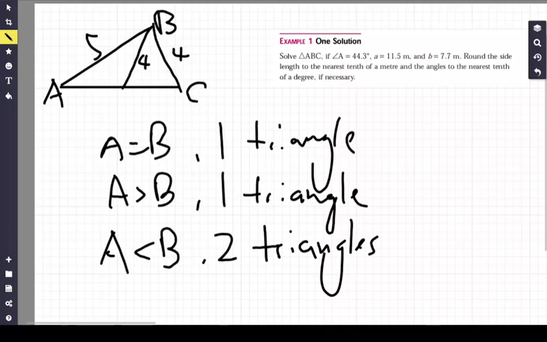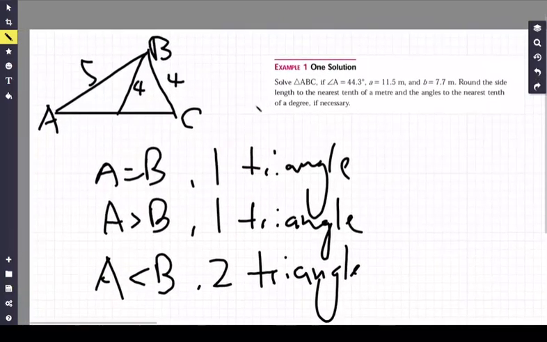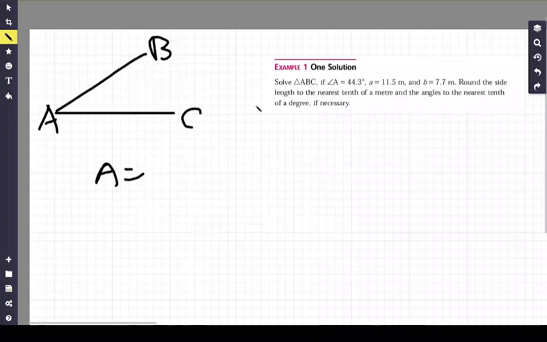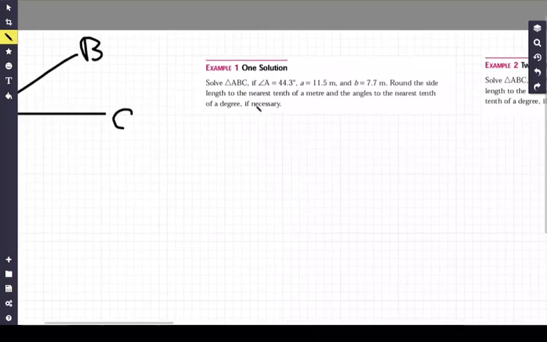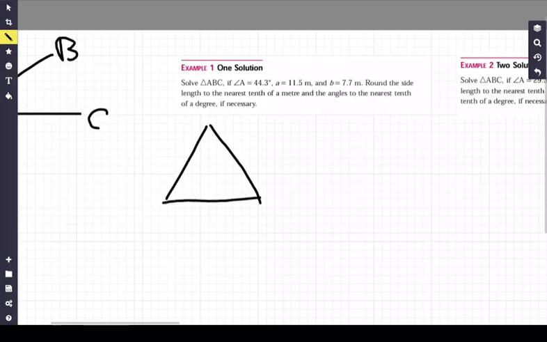So let's go ahead and try out these questions. First, let's do example one. I'm going to leave this diagram that I drew up there. We're going to draw all the diagrams ourselves today, simply because I can't just be feeding this to you on your test. So in triangle ABC, if I had angle A of 44.3, A is 11.5, and B is 7.7, round the side length to the nearest tenth of a meter.